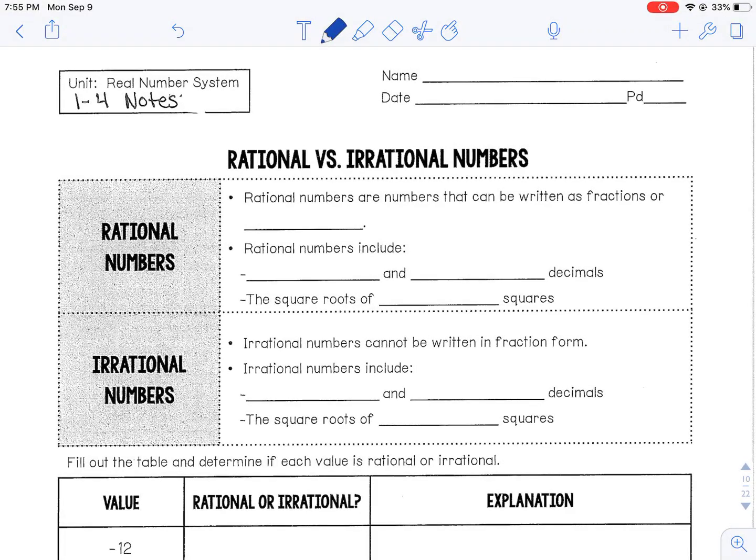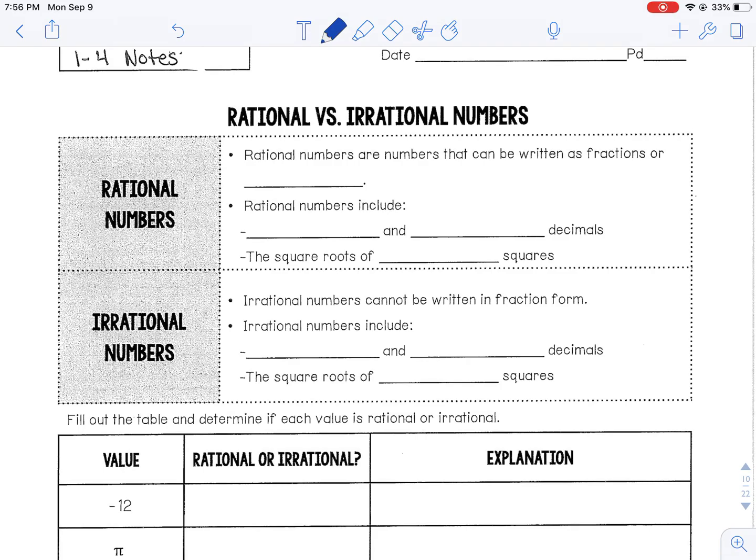We're going to go through lesson 1-4, rational versus irrational numbers. It's very important to make sure that you take care of all the notes, being very conscientious, writing everything down, because these definitions are new to you.